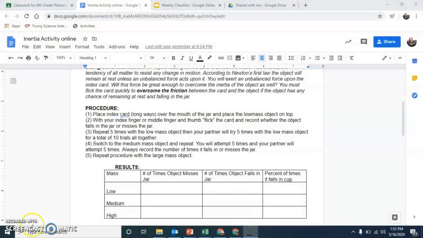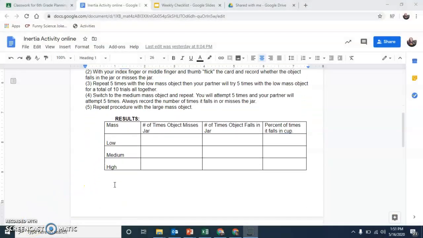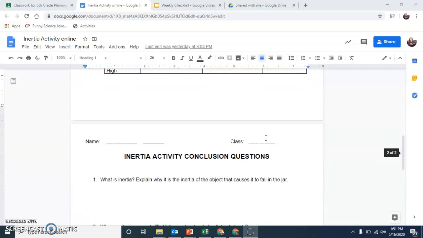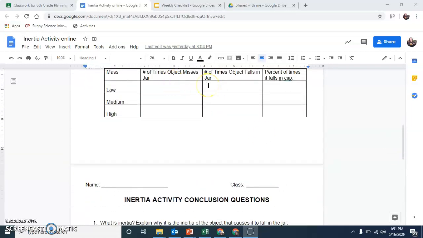Really quickly, I'm going to switch this over here. You're going to record how many times it misses, how many times it falls in, and the percent of times that it falls into the cup. There are going to be 5 trials, so you're going to take the number that fall in, divided by 5.